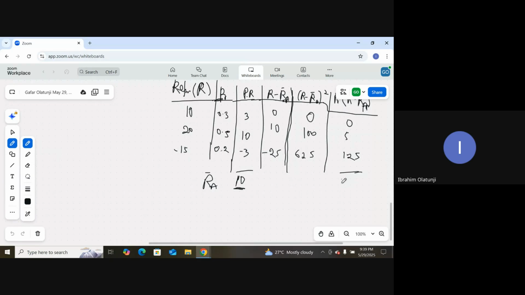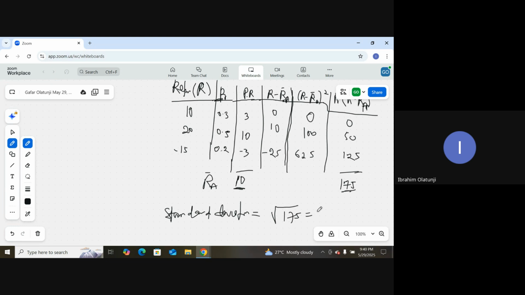So 175. Then the volatility. Okay, sorry, 125 plus 50 is 175. So standard deviation will be equal to the square root of variance. So the square root of variance, that is 175.